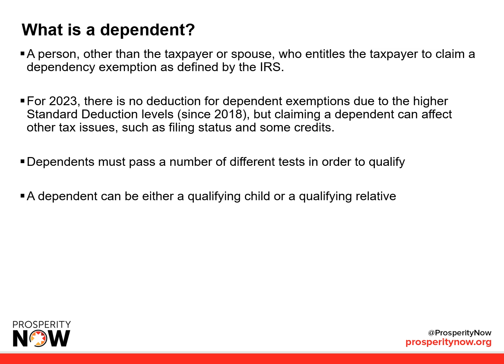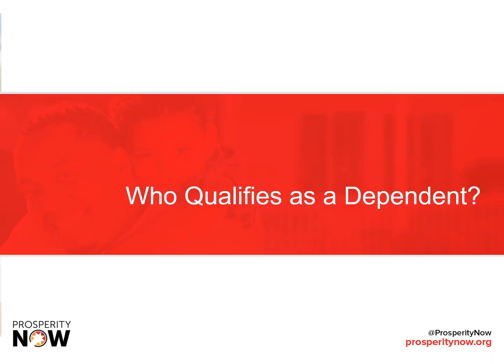Dependents must pass a number of tests to qualify. By tests, the IRS means that the person being claimed must pass certain eligibility criteria outlined in a flowchart. The dependent can either be a qualifying child or a qualifying relative. Okay, so let's say I had a friend who's been living on my couch for more than half the year. I pay more than half of their expenses, and they rely on me for gas money. Can my freeloading friend be considered a dependent?